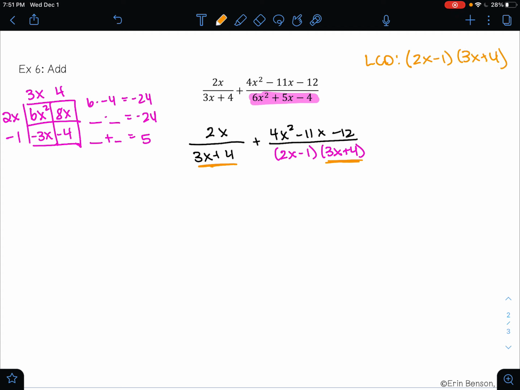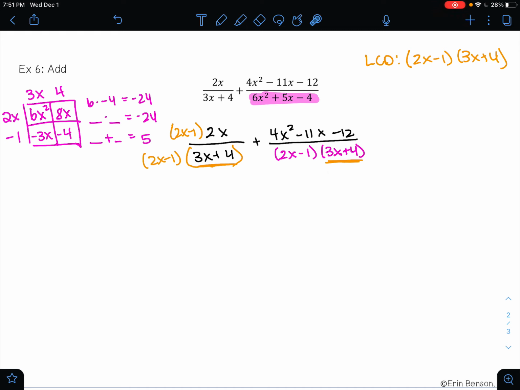That means that I just need to multiply this fraction, top and bottom, by the part that it is missing, which is 2x minus 1. This fraction already has both of those factors in the denominator, so this one's already simplified.